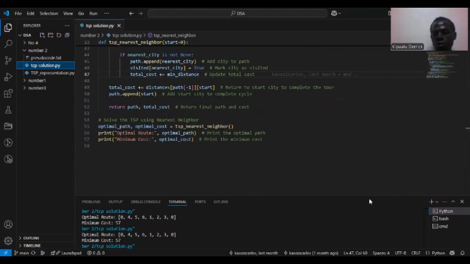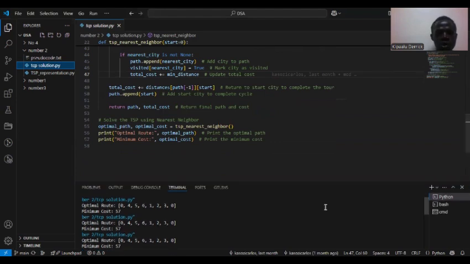On running this code, we obtain the optimal route, or the optimal path, as 0. From 0 we go to 4, from 4 we go to 5, from 5 we go to 6, then 1 to 2 to 3, and then we go back to 0. For that case, our minimum cost, the optimal cost, was obtained as 57.